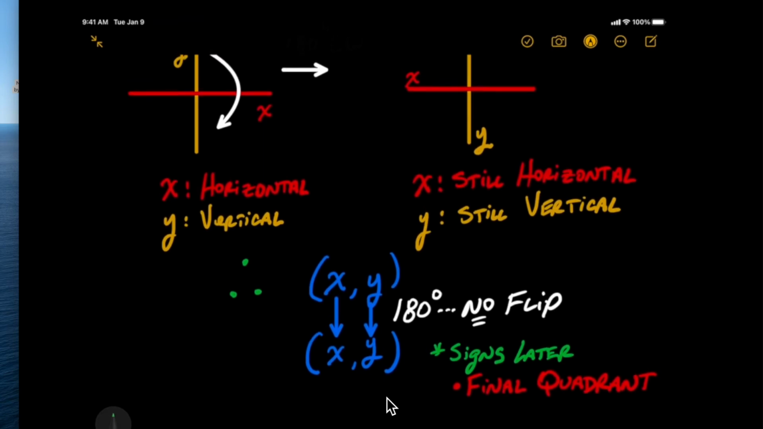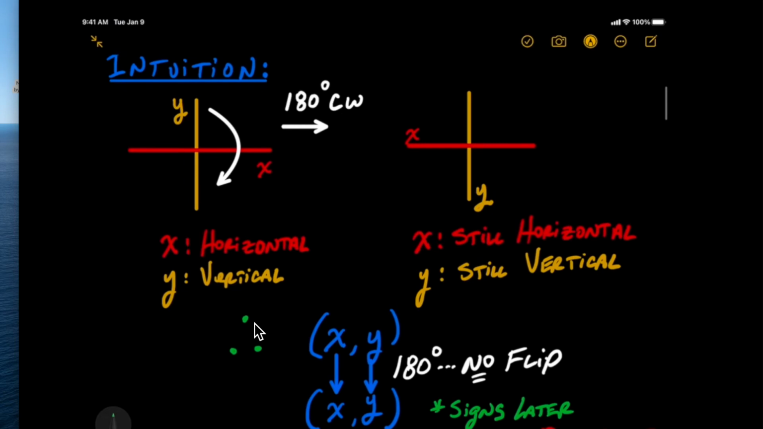So if you see 180 degrees, you keep the integers in their original location, and then you deal with the sign when you determine the final quadrant. Note, 180 degrees counterclockwise and clockwise is the same. So as soon as you see 180 degrees, you keep the location of the integers the same.